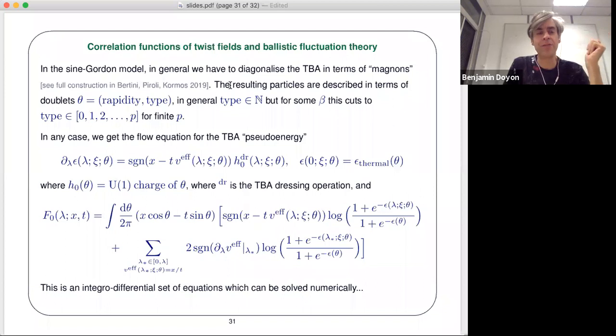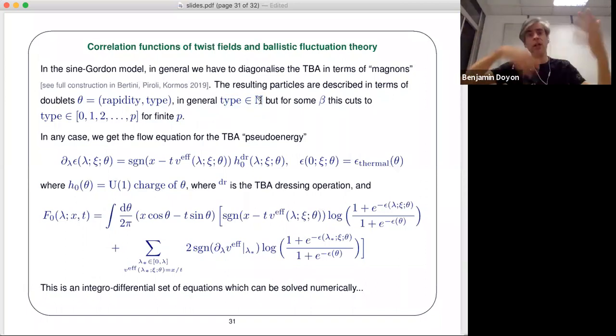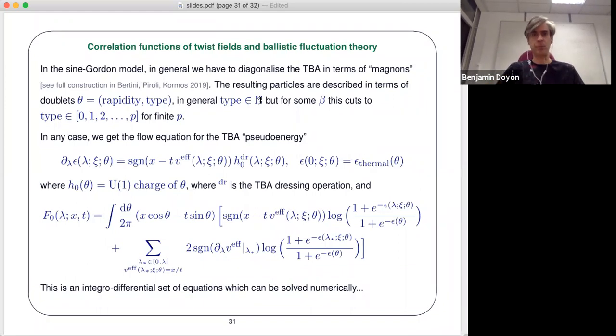So in general, you're going to have doublets of theta, which is a form of the rapidity, it's a relativistic theory, and the type of particle, the magnons, the original particle, and all that. Because when you diagonalize, you will have infinitely many types of particles. So you have infinitely many coupled integral equations in your TBA. There are various ways of making these equations finite, and there are experts in the virtual room on how to deal with this TBA equation.